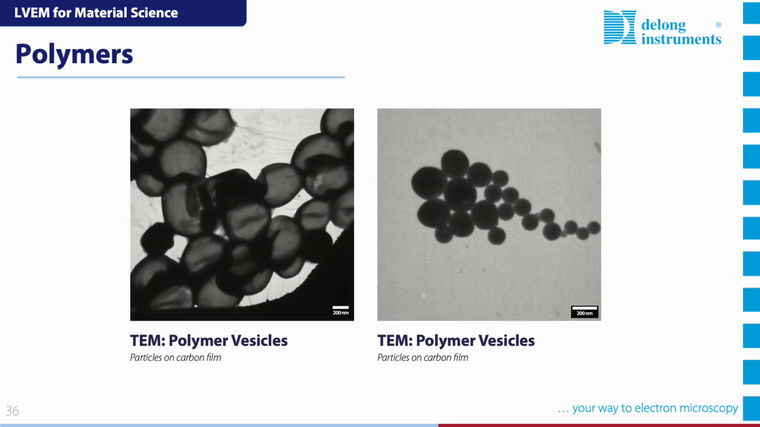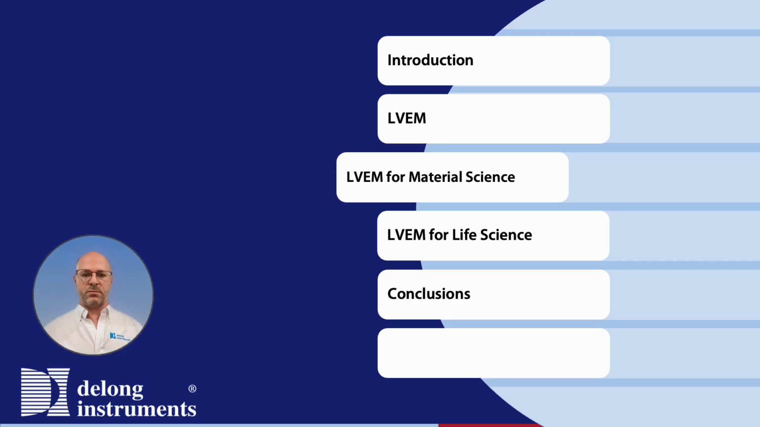Shown here are TEM images of polymer vesicles. These images reveal their spherical morphology and uniform size distribution, highlighting the ability to resolve fine structural details. LVEM's low voltage operation provides excellent contrast for these delicate, low density structures, making it easy to study vesicle formation, size, and internal features. This showcases the power of LVEM for analyzing soft, polymer based nanomaterials.